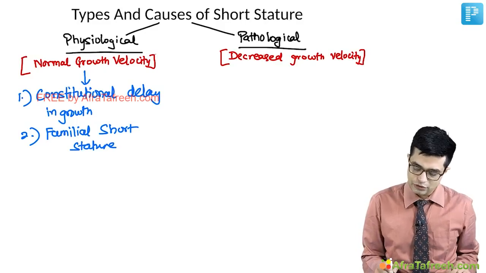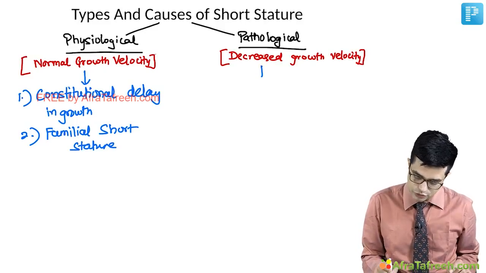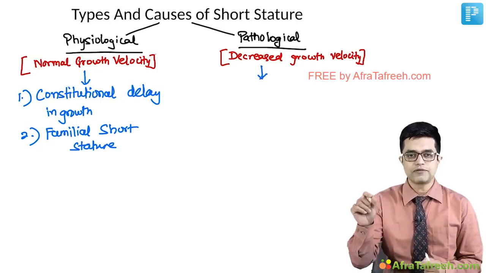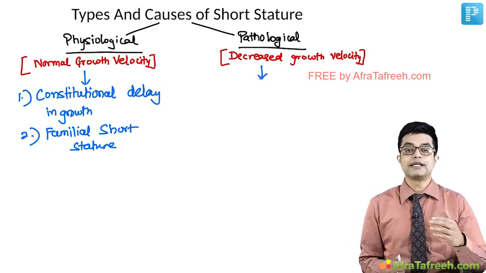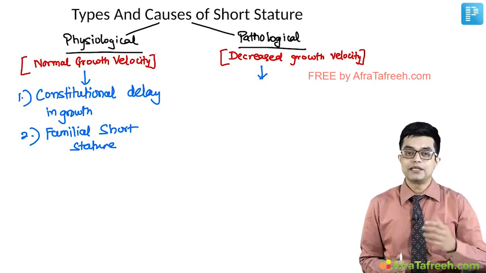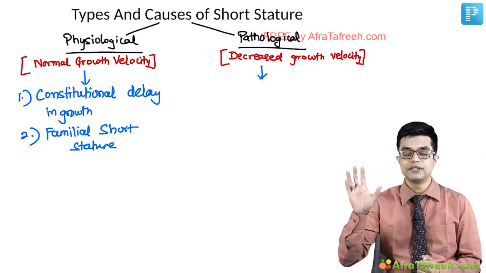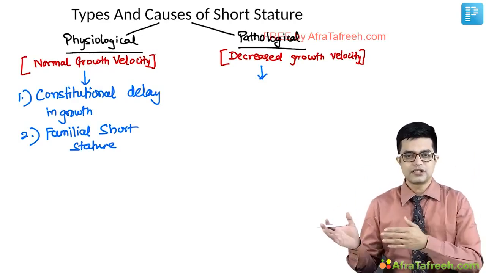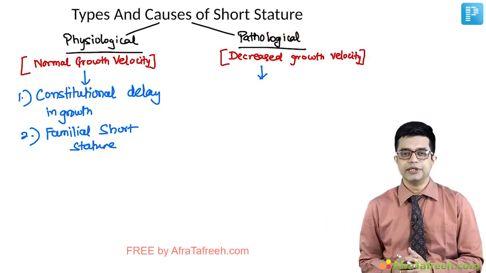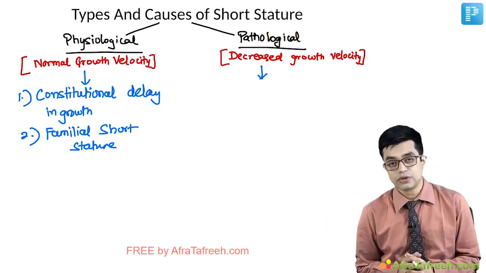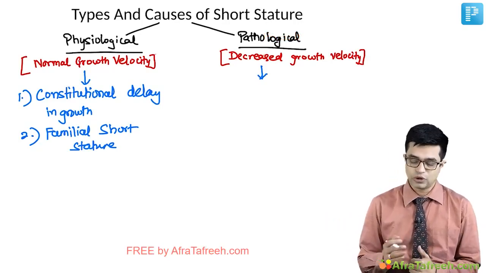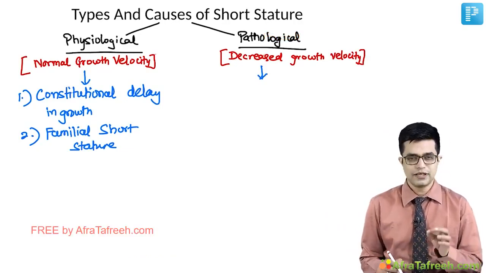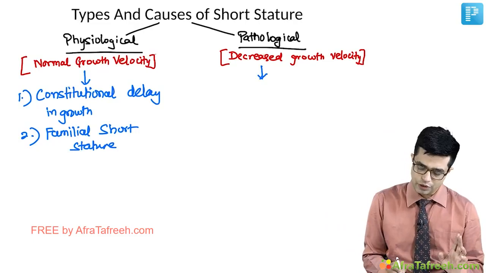Now we have pathological short stature where the growth velocity is less. So second scenario, child comes to me, I plot after 6 months, normal child has gained 1 centimeter, this child has not gained at all in 6 months, or normal child has gained 2 centimeter and this child is gaining only 0.2 centimeter. So I will say there is decreased growth velocity with short stature. Pathological short stature is the answer. What are the common causes? There is a huge list. We'll restrict it to the important ones.